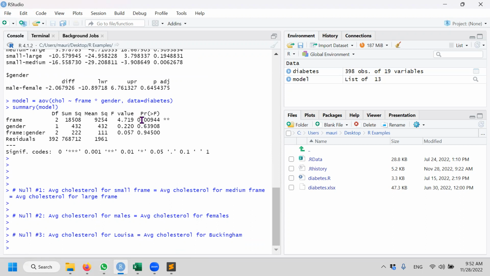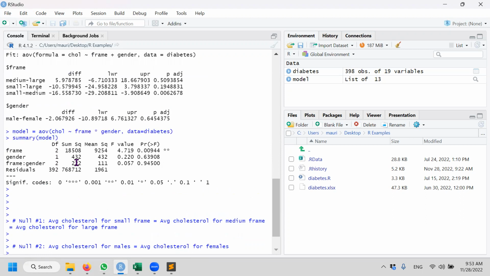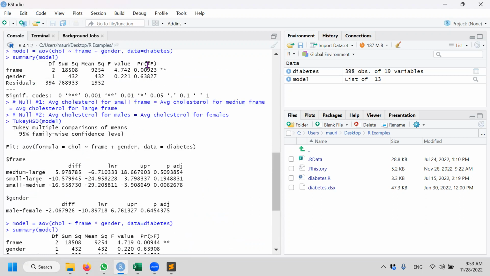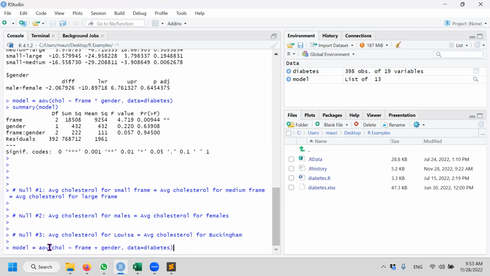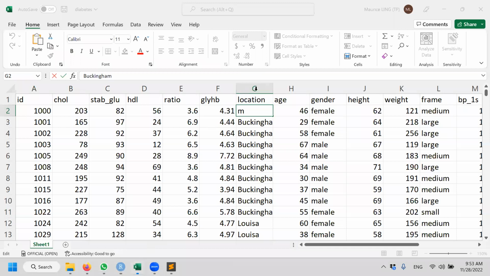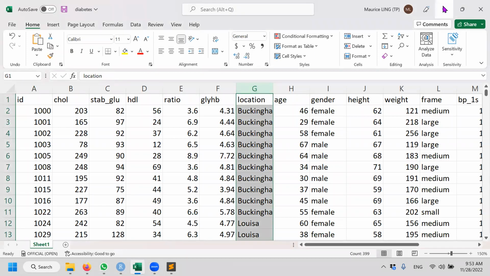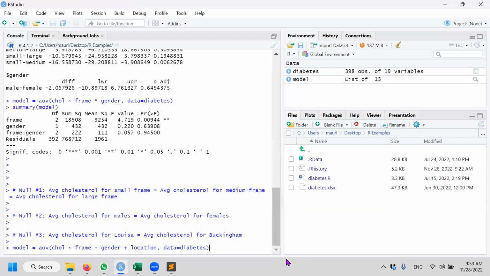So similarly, there's additive model and there's a multiplicative model. Multiplicative model looks at interaction. Okay, additive model looks at one at a time. So we can use the additive model again. So let's start with additive model first. Cholesterol versus body frame, gender, and we want to add another component called location. All right. So let's see what it gives us.